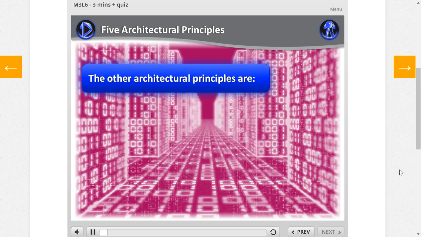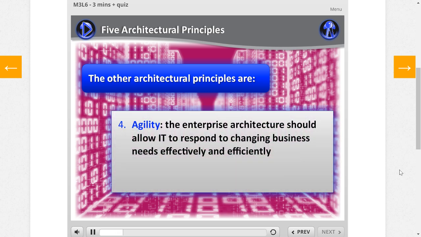The other 2 architectural principles are agility. The enterprise architecture should allow IT to respond to changing business needs effectively and efficiently. All enterprises exist within a constantly changing environment. Commercial enterprises are subject to competitive pressure, increasing demands from customers, and financial pressures. They cannot afford to be held back by inflexible IT services.